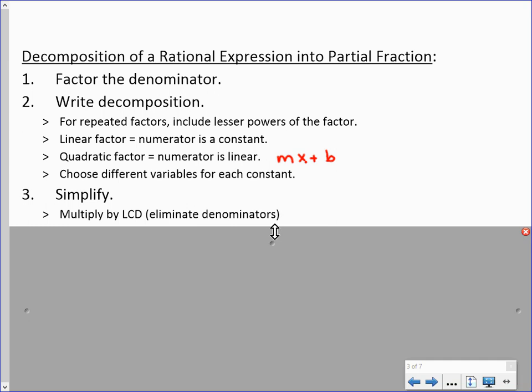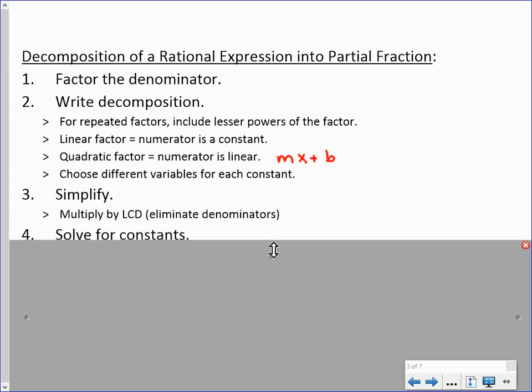You're going to multiply that across the whole equation. And what that is going to do for you when you multiply by the LCD is eliminate all the denominators so things don't look like fractions. So we like it when things don't look like fractions. That's going to be our first step that we'll go on with today. Okay, so simplify, which means multiply by the LCD to eliminate your denominators.